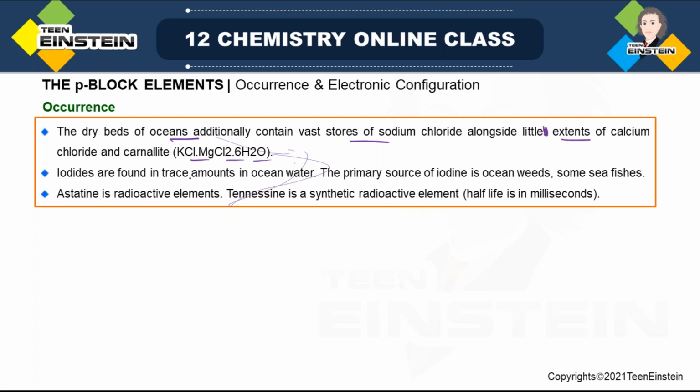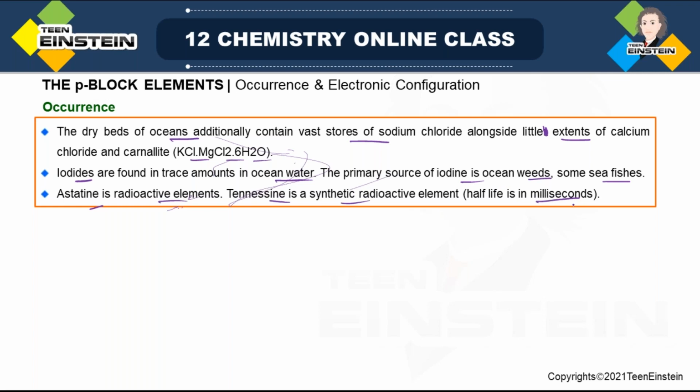Now iodine, that is the fourth element, is found in trace amounts in ocean water in the form of iodide salt, because it is mentioned iodide, not iodine. And the primary source of iodine is ocean weeds and some sea fishes. The next element, that is astatine, has radioactive property. And the next one, that is number 6, tennessine, is actually a synthetic radioactive element. And you can understand from the half-life value, milliseconds. So you can understand how unstable it is.